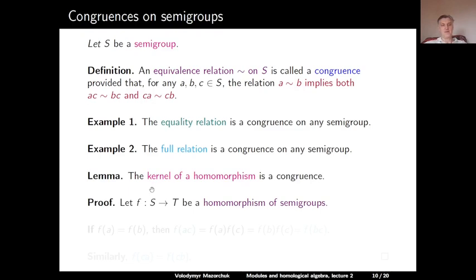Proof: let f be a semigroup homomorphism from the semigroup S to the semigroup T. If f of a is equal to f of b, then f of ac is equal to f of a times f of c, because f is a homomorphism, but f of a is equal to f of b, so we can write this as f of b times f of c, and again, since f is a homomorphism, we get f of bc. Similarly, f of ca is equal to f of cb, and this completes the proof of the lemma. So the kernel of any homomorphism between two semigroups is actually a congruence on the domain semigroup.